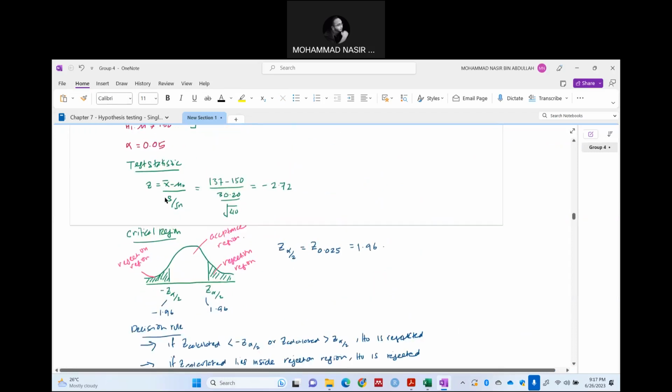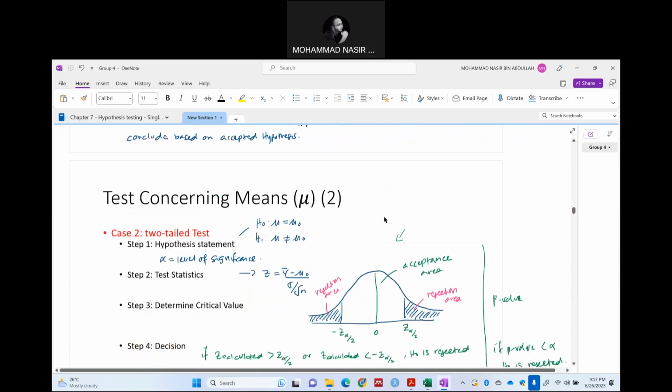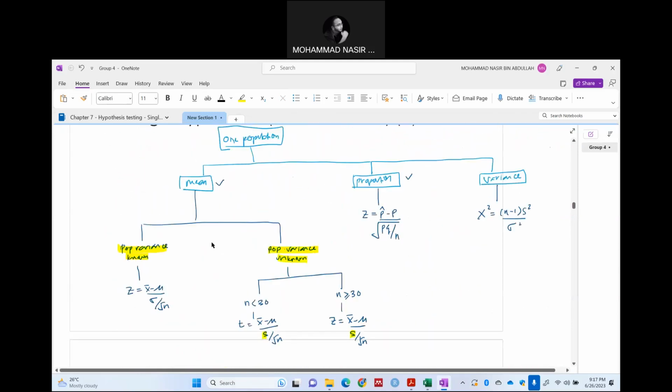So the choice of Z statistic is based on this diagram. We are looking into the mean, population variance known, population variance unknown. If the population variance is known, straight away use Z equals x minus mu divided by sigma over square root of n. If the population variance is unknown, we look at the sample size. When n is more than 30, we use the Z distribution. Less than 30, use the T distribution.